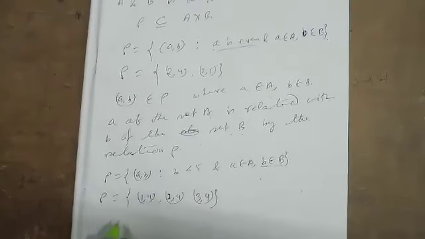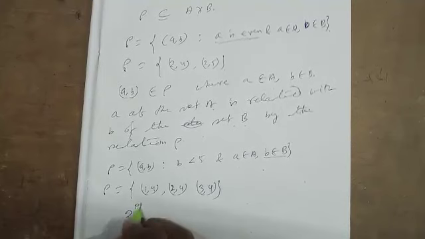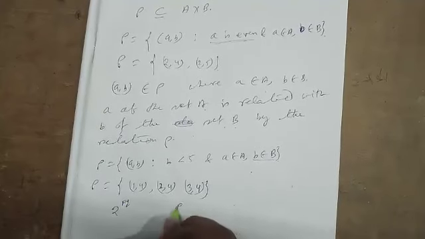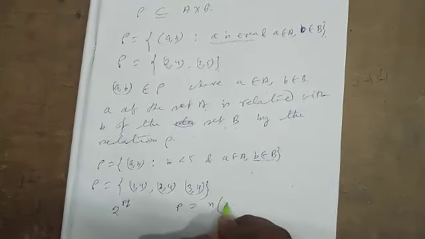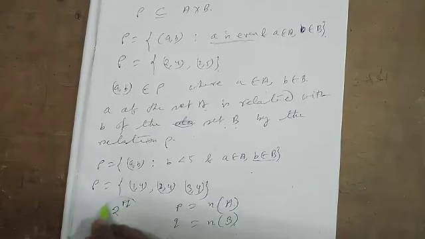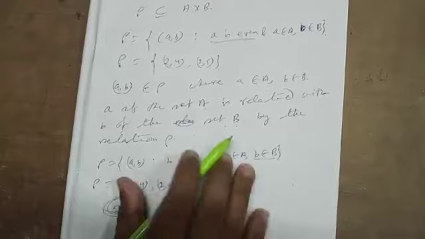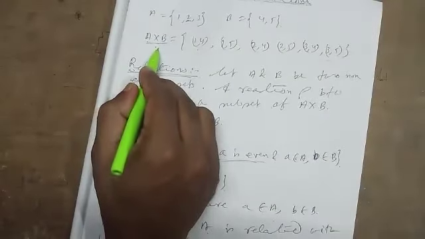The total number of relations we can define in the set A cross B is 2 to the power pq, where p is the number of elements in A and q is the number of elements in B. That means 2 to the power pq relations we can define in A cross B. Now we will discuss some types of relation.